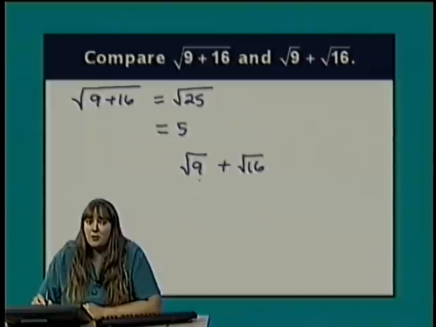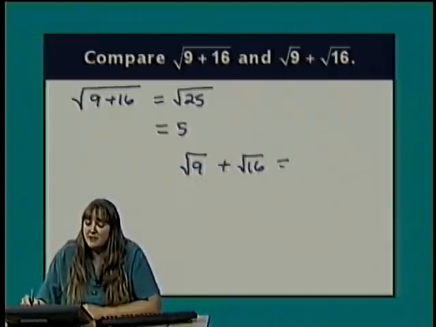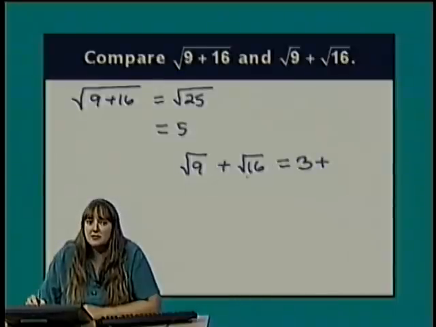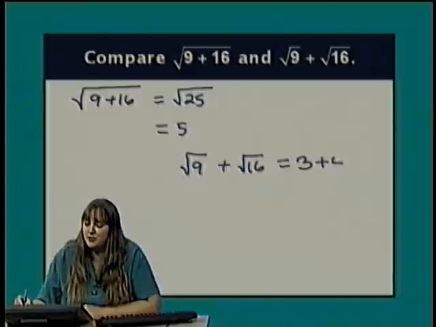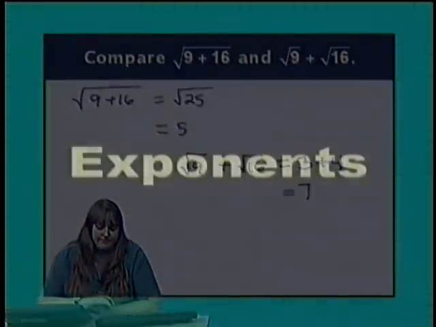The problem I'm going to work now, in fact, has two separate radicals. One radical is just over the 9, one radical is over the 16. The addition is outside. So this time I find the square root of 9, which is 3, plus the square root of 16, which is 4, and I get 7, a very different result. The radical symbol again works as a grouping symbol. You want to pay attention to the length of the radical so you know what to do first.